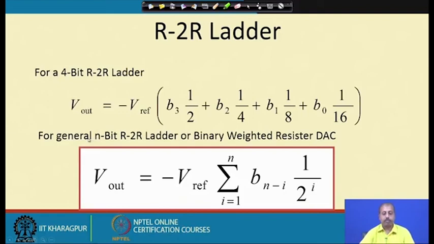So, for a general n bit R2R ladder or binary weighted resistor DAC, the equation becomes V out equal to minus V ref into sigma i equal to 1 to n B n minus i into 1 upon 2 to the power i. So, this is the final expression for any DAC circuitry that we have, which converts from digital to analog value.